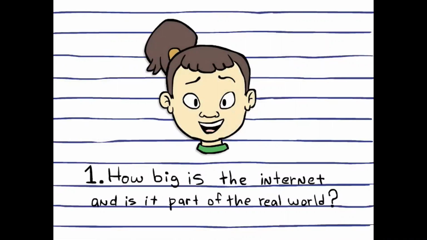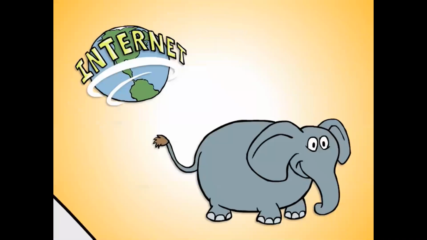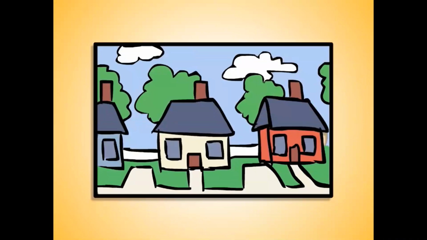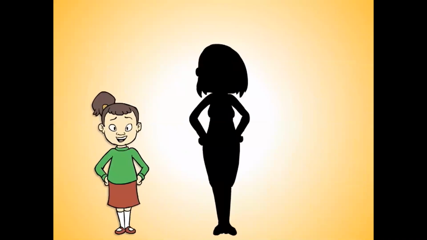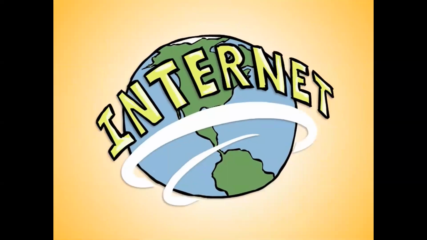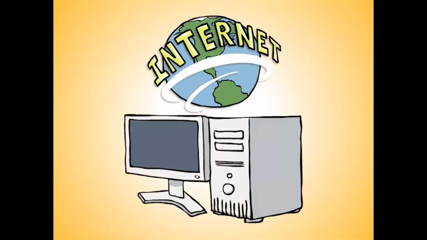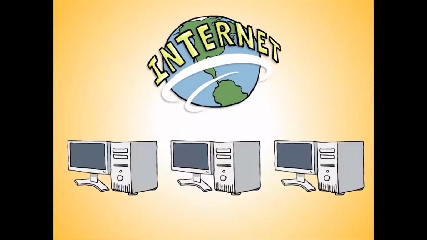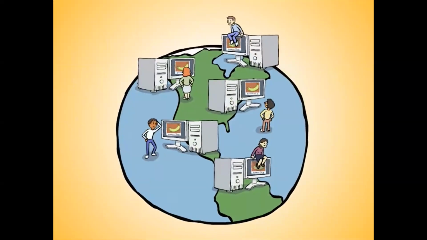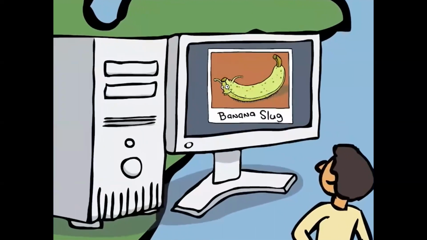How big is the internet, and is it part of the real world? The internet is very big, but it's not the real world. The real world is made up of places like your school and your neighborhood, and the real world has people who live in it, like you and your teacher. The internet is different from the real world because it exists only on computers. These computers are connected together, and that lets people from everywhere talk and share information with each other. Information like this picture of a banana slug.